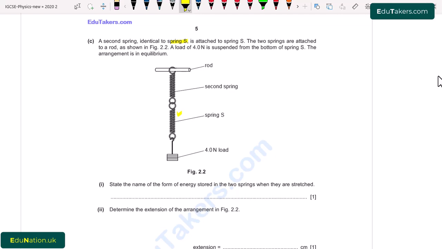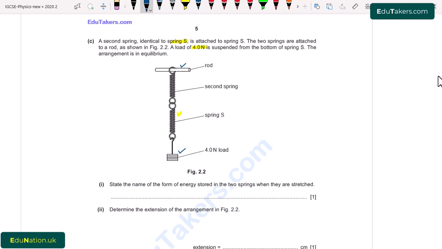The two springs are attached to the rod, and both of these springs are attached with the rod. This is the rod. As shown in figure 2.2, a load of 4 newtons, here is the load, its value is 4 newton, is suspended from the bottom of spring S. You can see in the figure that the load is attached and it is equal to 4 newton. The arrangement is in equilibrium.